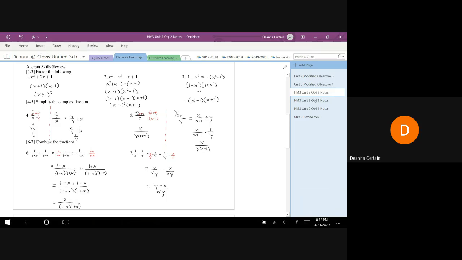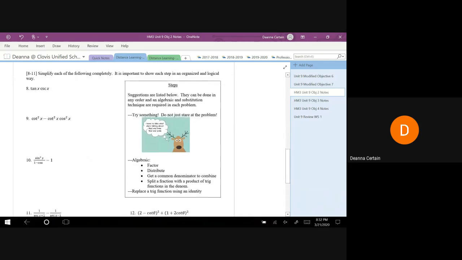Okay, so moving on here. Then again, what I would call new material of this particular lesson is simplifying each of the following. Now, almost every single one of these will simplify down to a singular trig with a positive angle measure inside.